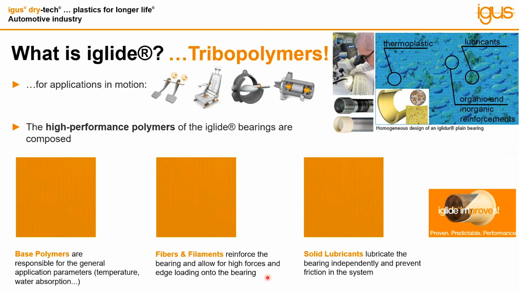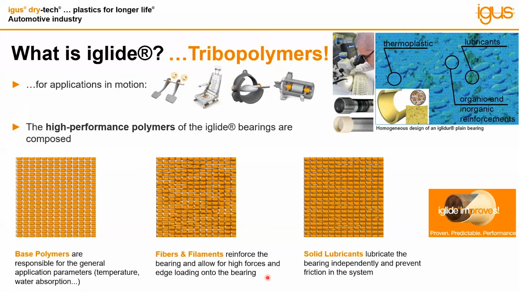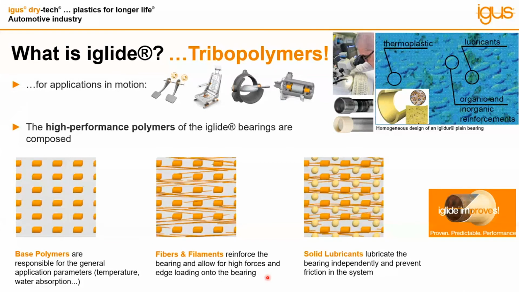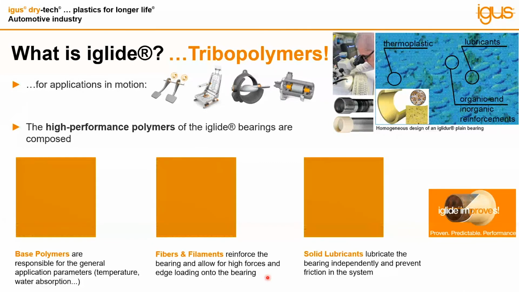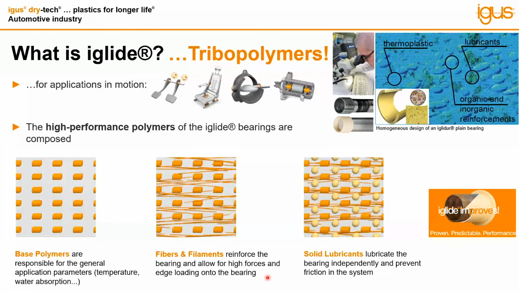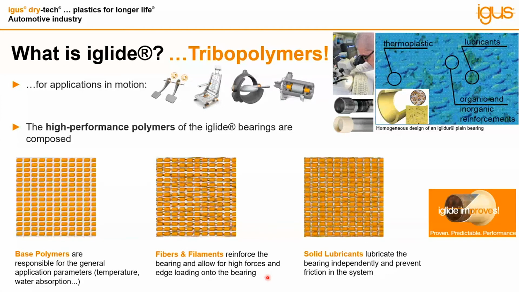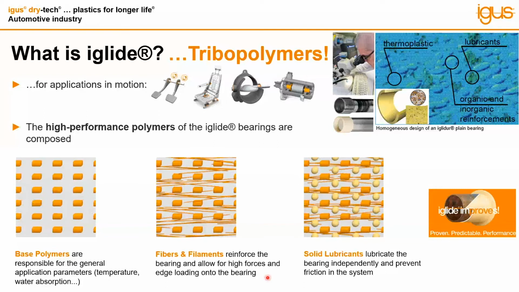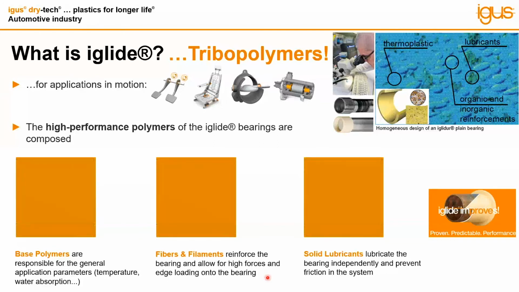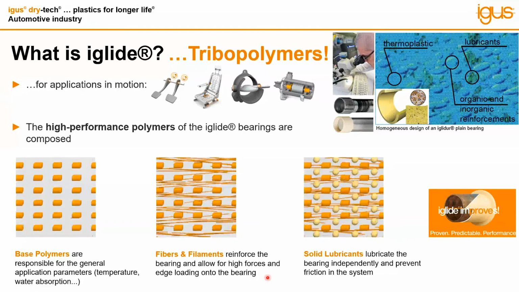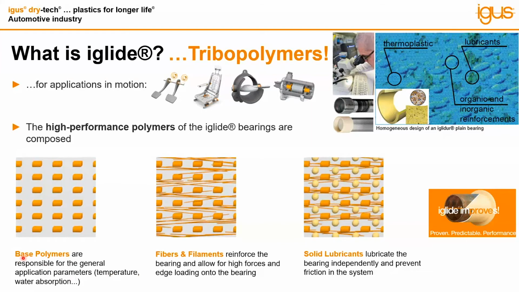So let's start now with explaining what iglide is. When we talk about iglide bearings, what makes them unique and what makes them different. Sebastian went over a little bit about our history, but let's talk about what makes iglide bearings special. All iglide bearings include 3 different components. They start out with the base polymer. The base polymer is responsible for the wear resistance of the bearing.